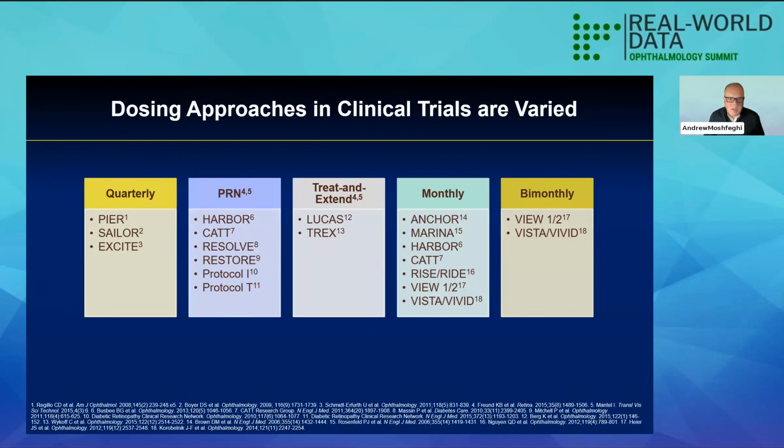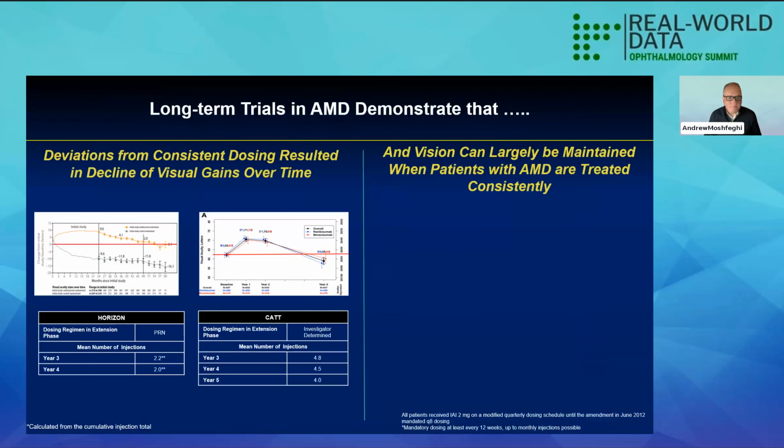So dosing approaches in clinical trials are certainly varied. We're used to regular monthly or bi-monthly treatments with all the studies listed in green. Then there was less frequent dosing, such as quarterly dosing with PEER, SAILOR, and EXCITE, or as needed, treat and extend. So lots of different ways to approach the treatment necessity in neovascular AMD.